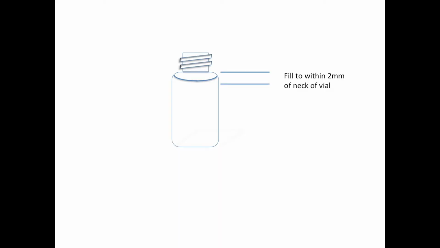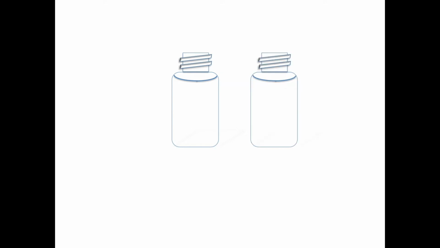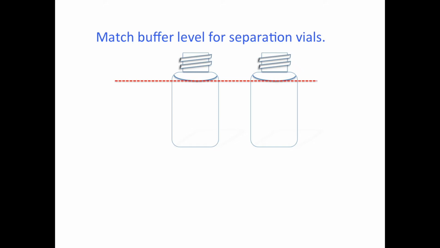Solution level should be brought to within 2 millimeters of the neck of the container. If the container is underfilled, it may not dispense properly when the pressure is applied to filling the capillary. If too much liquid is used, the liquid may be forced out the lid, providing an unwanted electrical path that can cause problems. Liquid level in the two containers that hold buffer solution for the separation step should be matched in height as well as possible. Only these two vials need to be that closely matched.